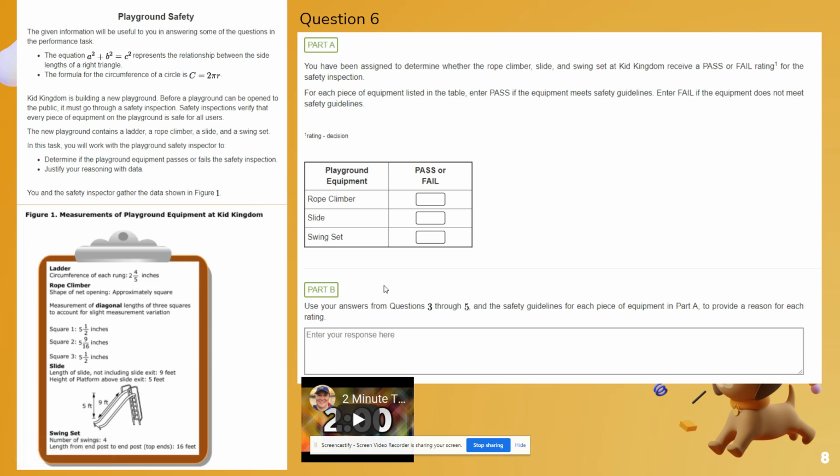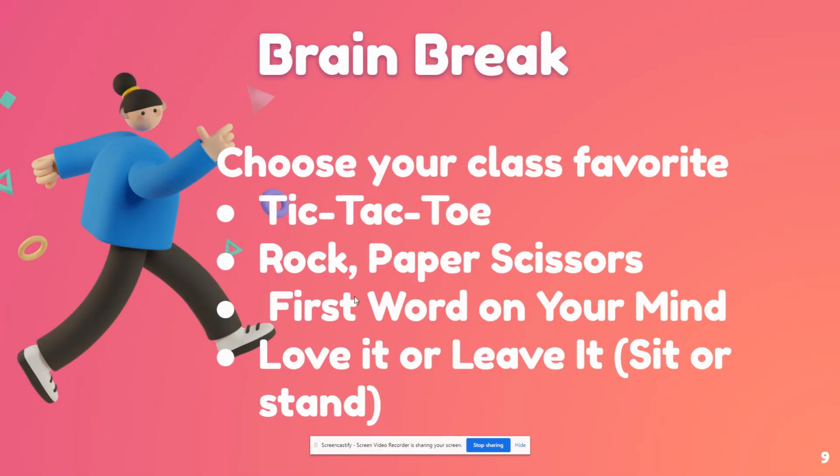So, did it pass or fail? And so, if you remember correctly, the slide failed. You just go back and enter what you put for the answer. So, slide failed. The swing set failed, so it wouldn't work.